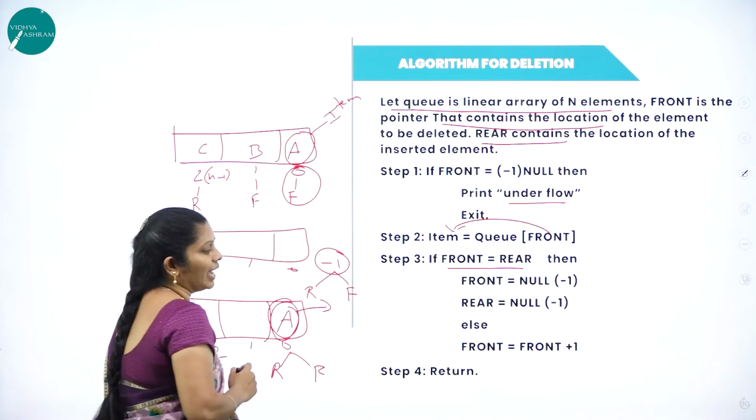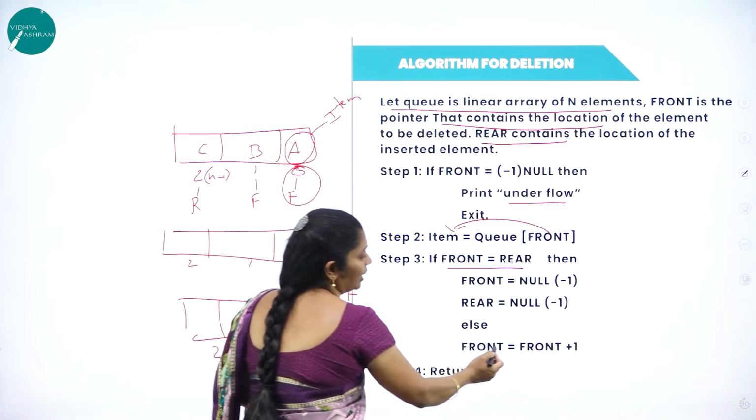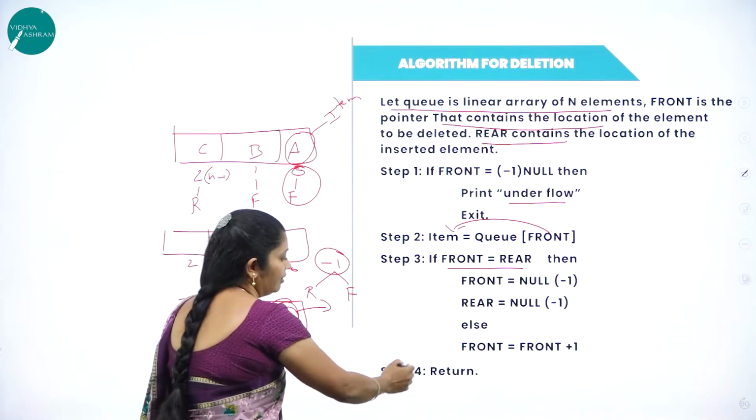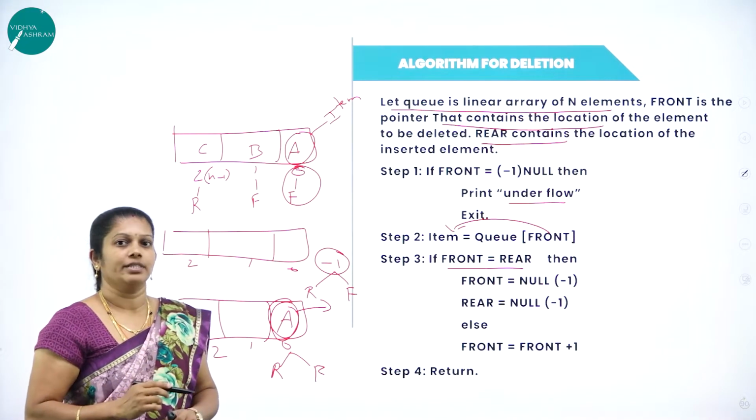Otherwise, only the front has to increase. Hence, front equals front plus 1. Then finally return. Now is it clear for all of you?